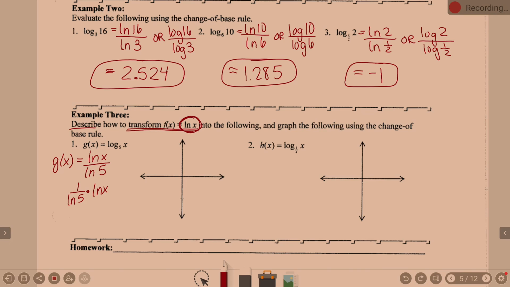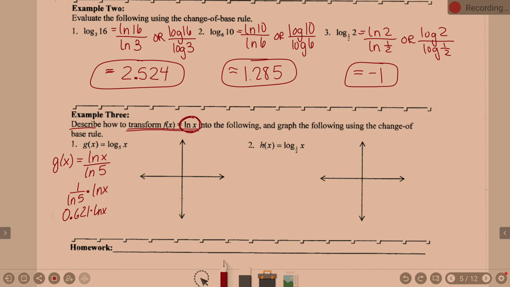Okay? And the reason I'm doing that, again, is because we want to transform. We want to know what's being done to natural log of x. So this would be like if it was natural log of x over 2. That's 1/2 natural log of x, right? Same thing, it's just a fancier number. Now, go ahead, it's going to help us along the way. What is 1 divided by natural log of 5? Give me a decimal. 0.621. Okay. It's 0.621 times natural log of x.